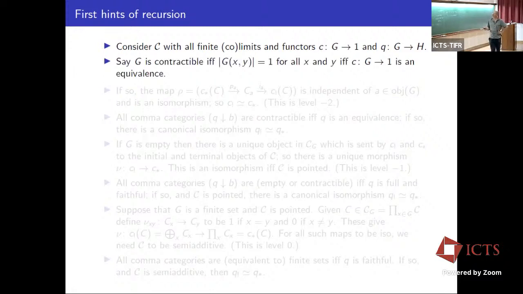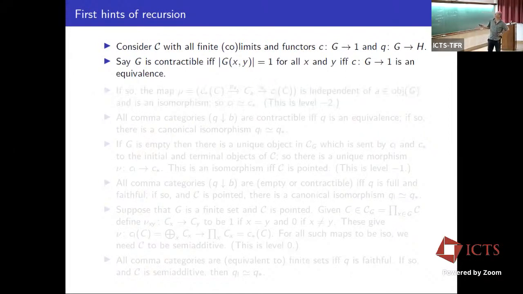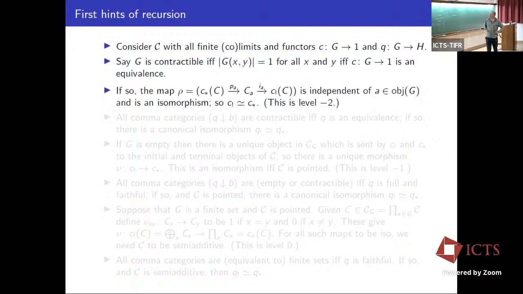Okay, so we're going to say that G is contractible. Actually, there's a slight error here. G is contractible: it has to be non-empty, and there's precisely one morphism from X to Y for any X and Y. That's equivalent to saying that the unique functor C from G to the terminal category is an equivalence of categories. In this case, I want to claim that you've got ambidexterity for any category curly C.